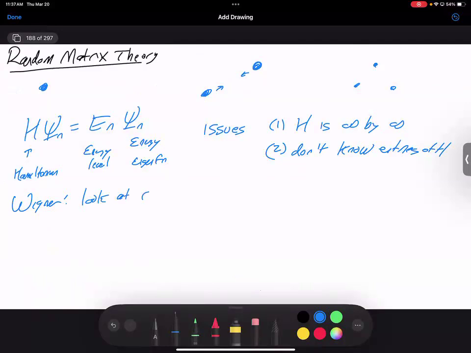Look at random n by n matrices. For a very large n by n matrix, calculate the physics. And then choose another n by n matrix and another and another and another and average over. And the hope is that a typical matrix will be close to the system average.